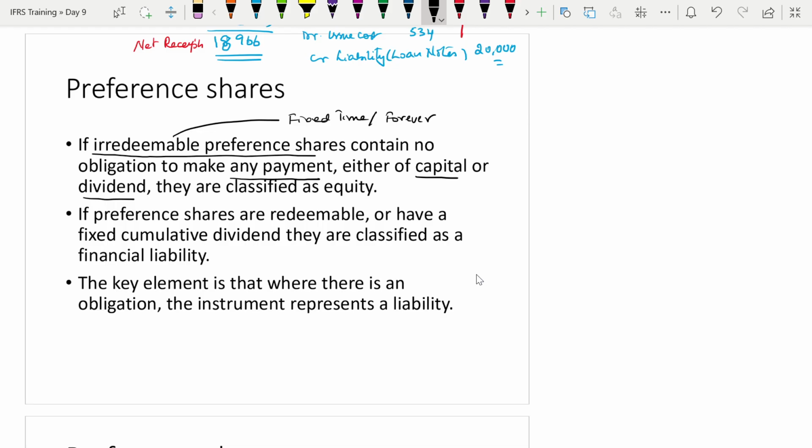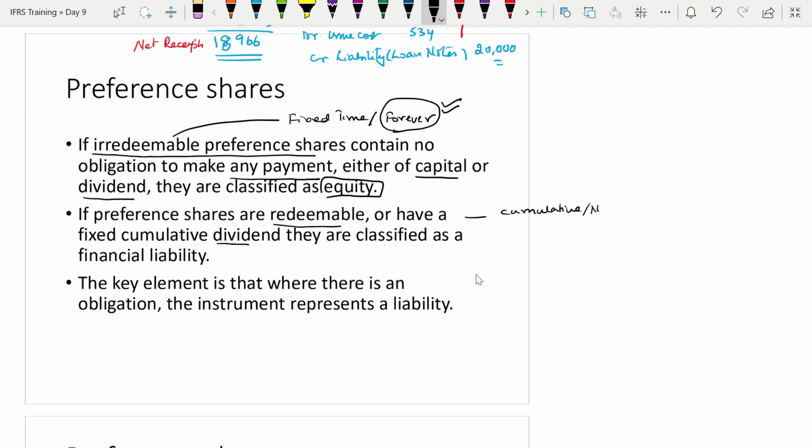Irredeemable means forever. If that is the case, you have to classify it under the category of equity. If preference shares are redeemable or have cumulative or non-cumulative dividends, is it right? All these characteristics will be there.